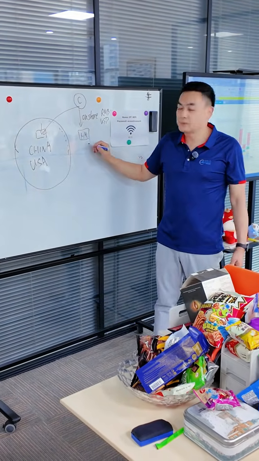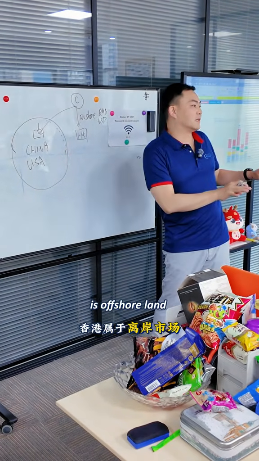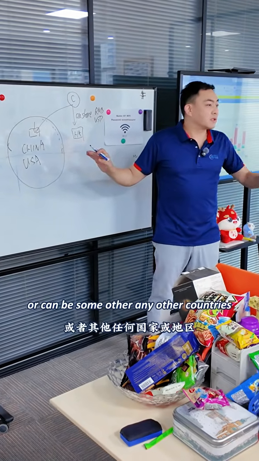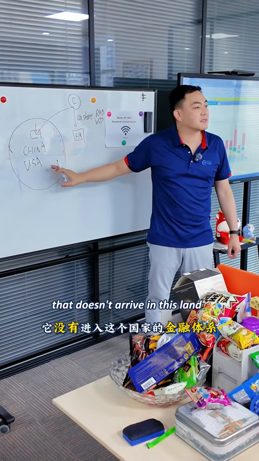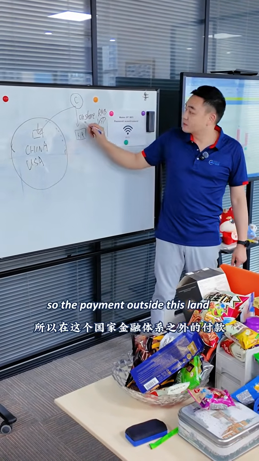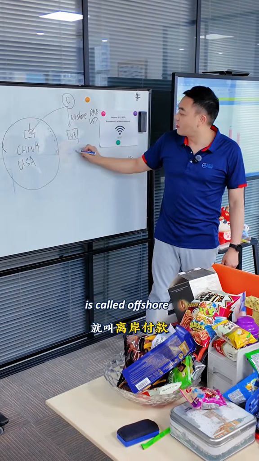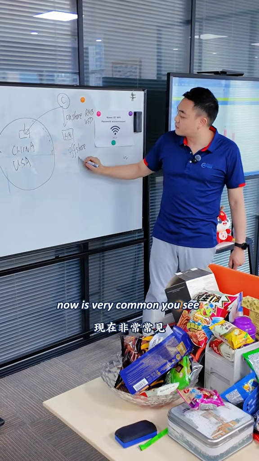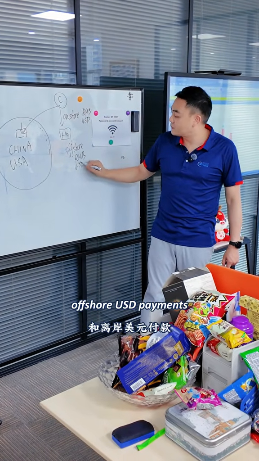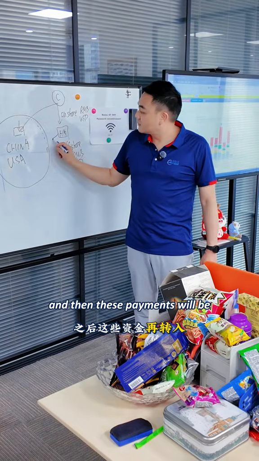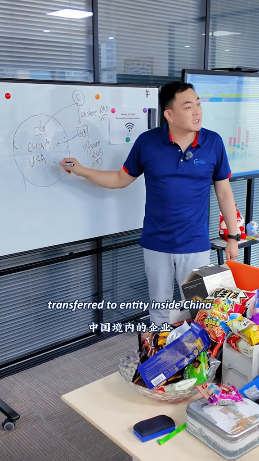But if the client wants to pay a company not registered in this land, it can be in Hong Kong, because Hong Kong financially is offshore land, can be London or any other countries, the payment is not affected. That doesn't arrive in this land. So the payment outside this land is called offshore. Now it's very common you see the offshore RMB, offshore USD payments. And then this payment will be transferred to an entity inside China.